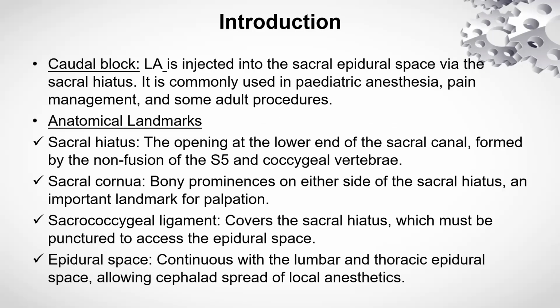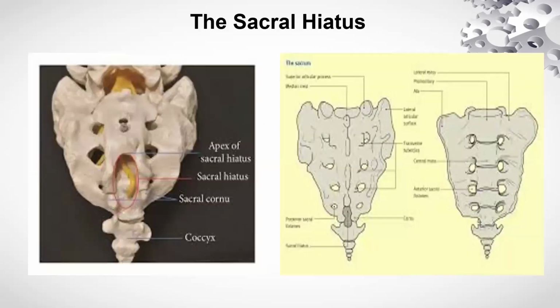This is when a local anesthetic agent is injected into the sacral epidural space via the sacral hiatus. Because of time, let's look at it. This is the sacral hiatus; be able to recognize it. It is due to failure of fusion of the fifth sacral vertebra and the fourth coccygeal vertebra, so it causes an opening here, which leads straight into the epidural space.